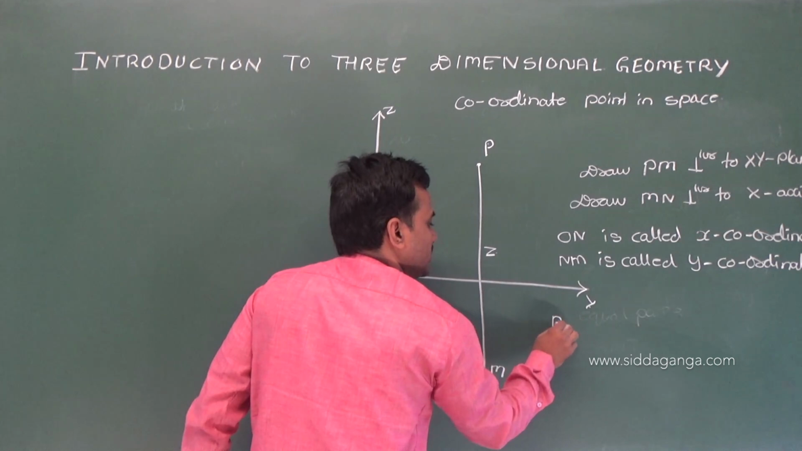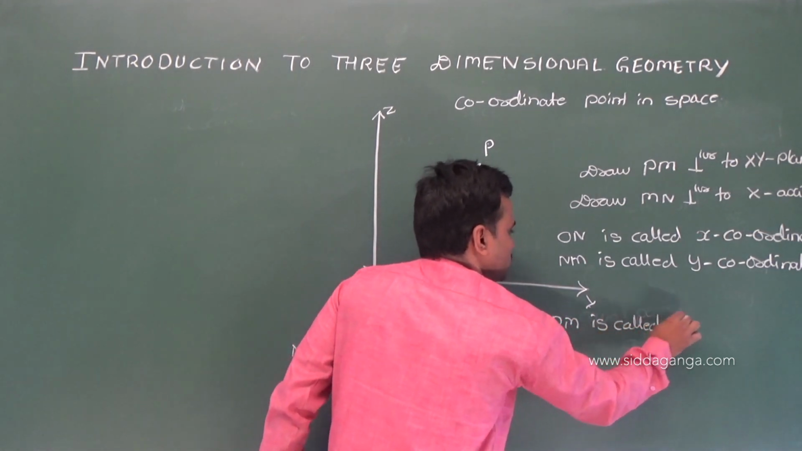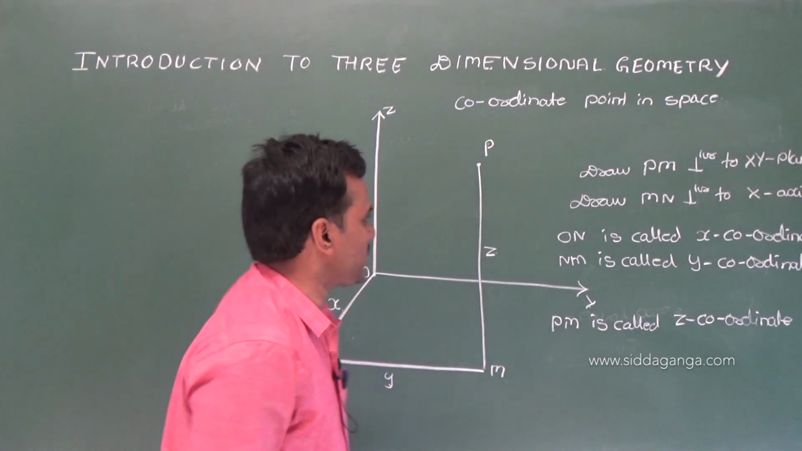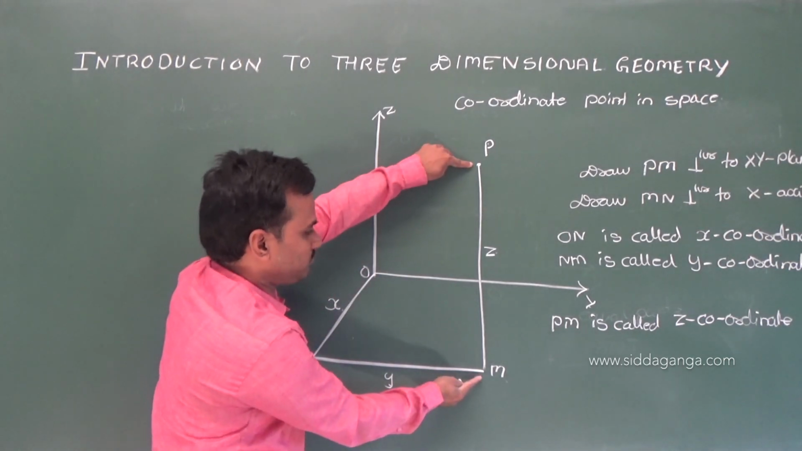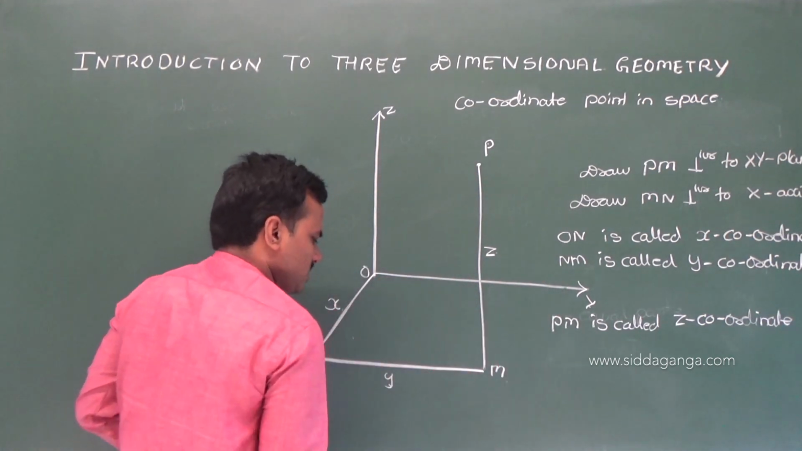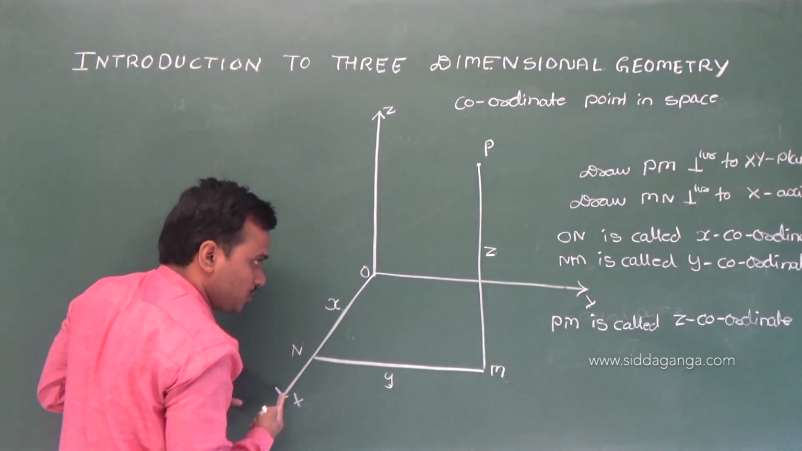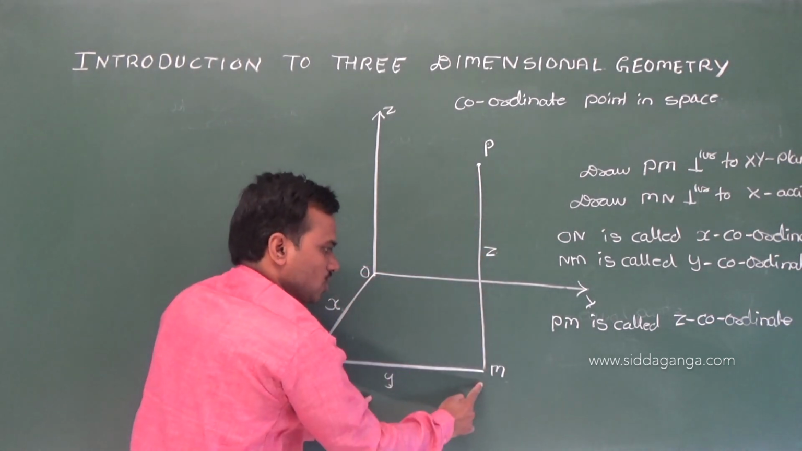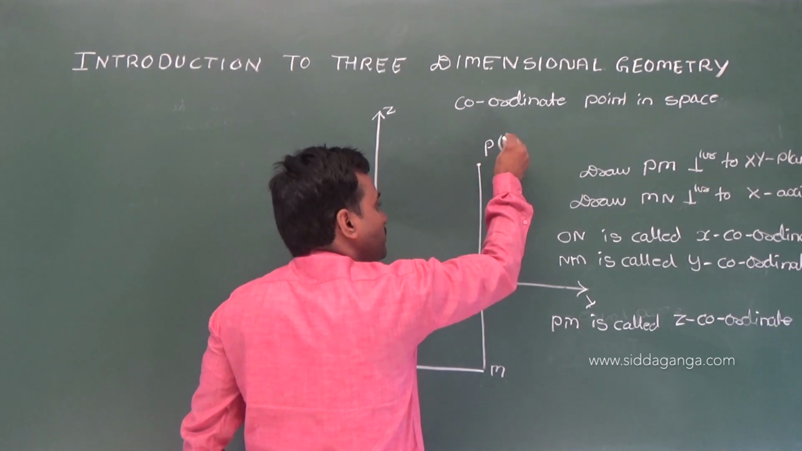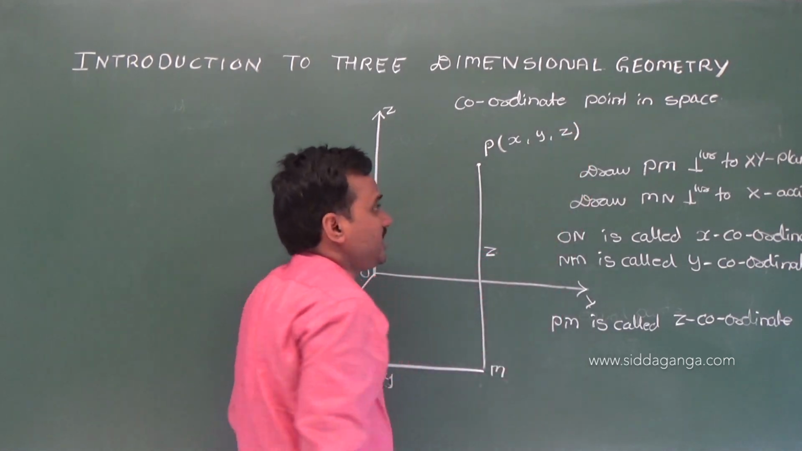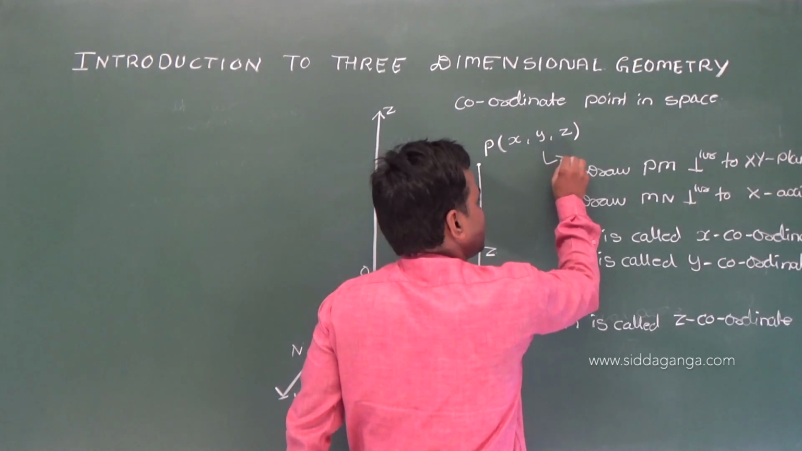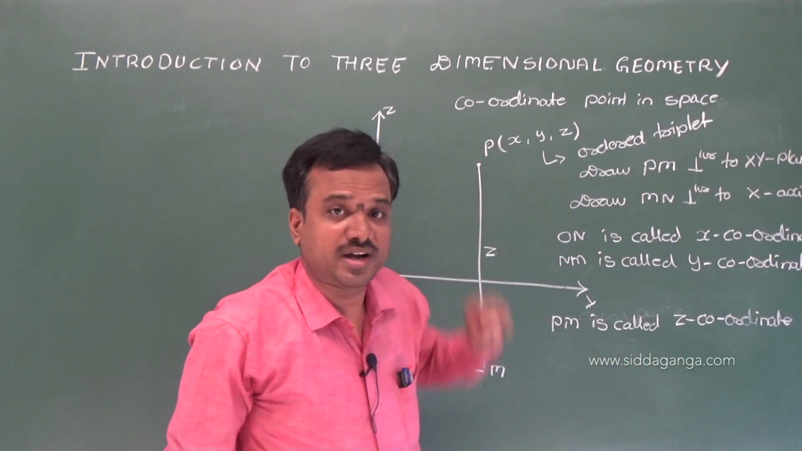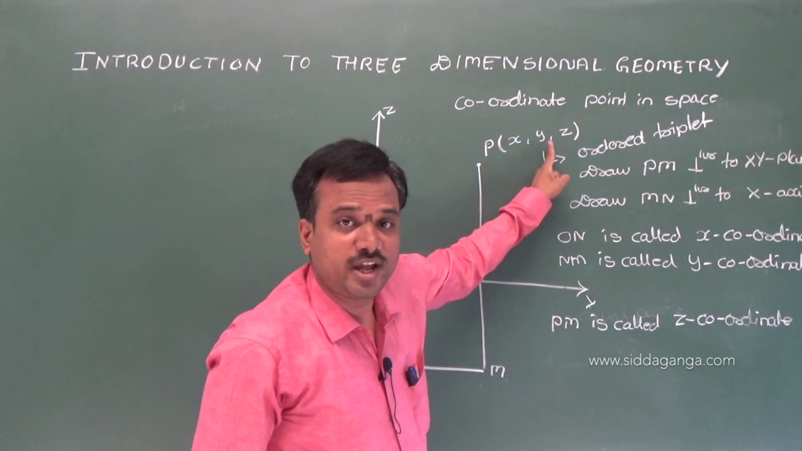PM is called the Z coordinate. So this is the way to represent a coordinate point in space. Let P be a point in space, draw PM perpendicular to the XY plane. From the point M, draw MN perpendicular to X axis. Then ON is the X coordinate, NM is the Y coordinate, PM is the Z coordinate. Means the point P contains X, Y, Z. In space it is an ordered triplet.